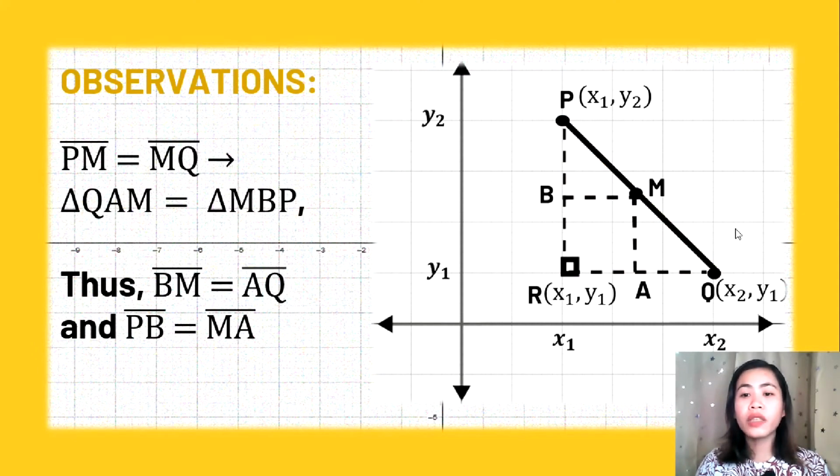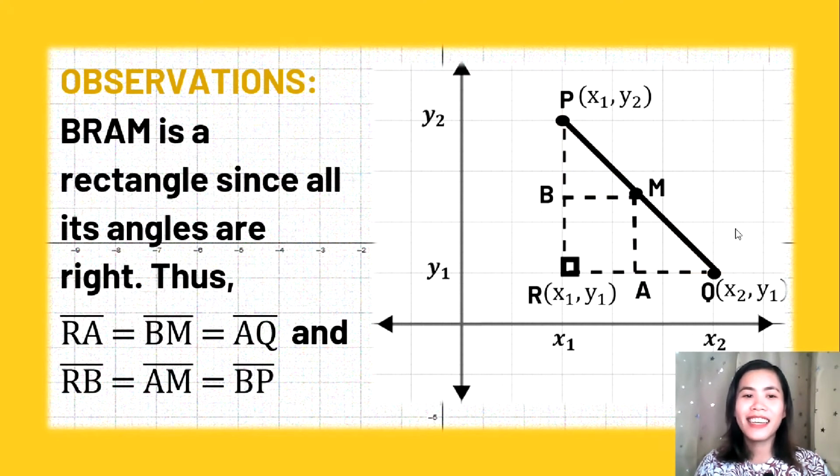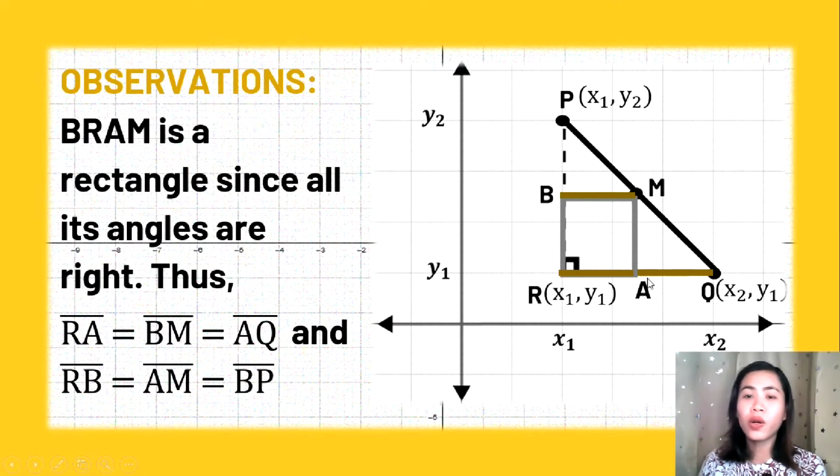Napatunayan na natin na ang dalawang triangles are congruent, we can say now that line segment PM is congruent to line segment MQ, line segment BM is congruent to line segment AQ, and line segment BP or PB is congruent to line segment MA. Now we have BRAM or BRAM sa rectangle since all its angles are right. Thus, line segment RA is congruent to line segment BM. And since si BM is congruent din siya kay line segment AQ. So silang tatlo, congruent sila.